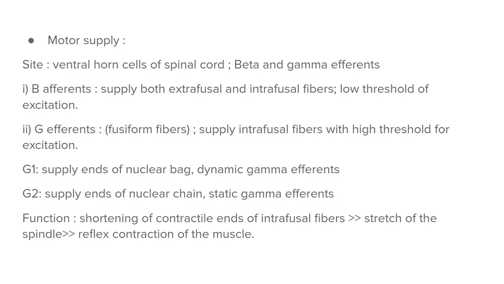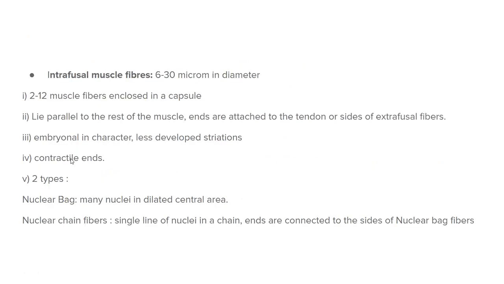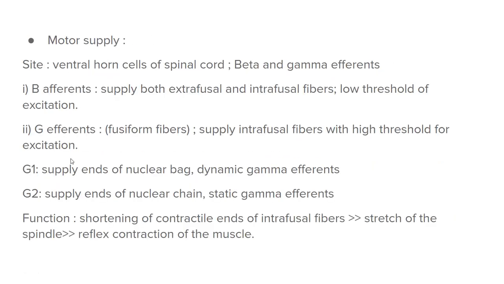Now gamma 2, again, supplies the nuclear chain. They increase the sensitivity of the nuclear chain, so that the length of the muscle and the sensitivity to sustained stretch is detected. That's why they're also called dynamic gamma efferents and static gamma efferents.